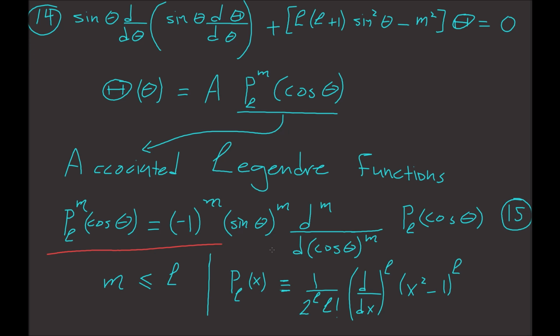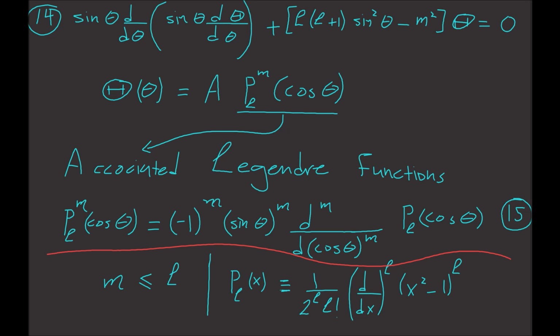So this is the solution for equation number 14. Equation number 15 is the associated Legendre functions. These give solutions to the theta part of the Schrodinger equation for the hydrogen atom.